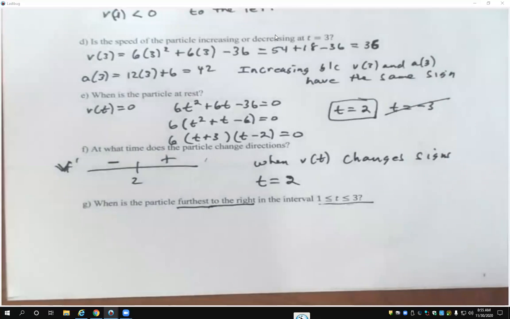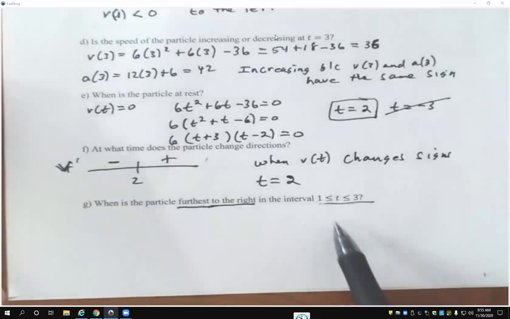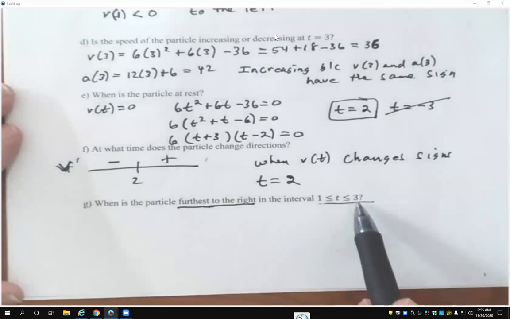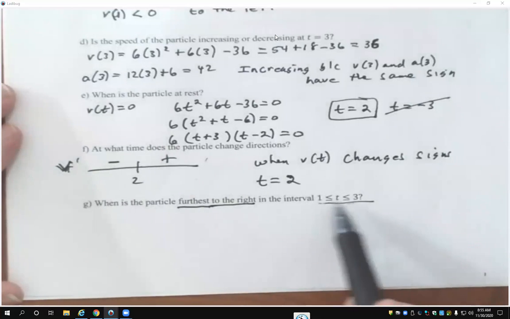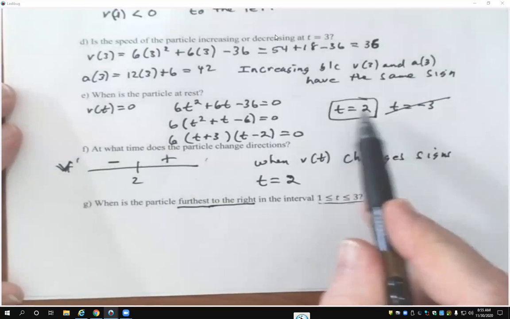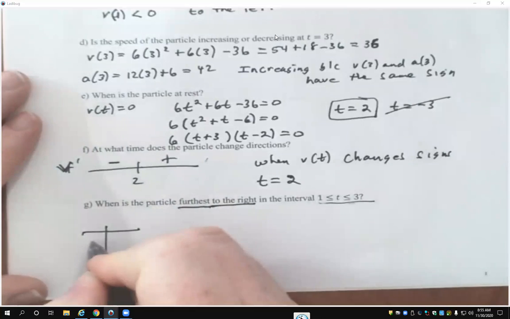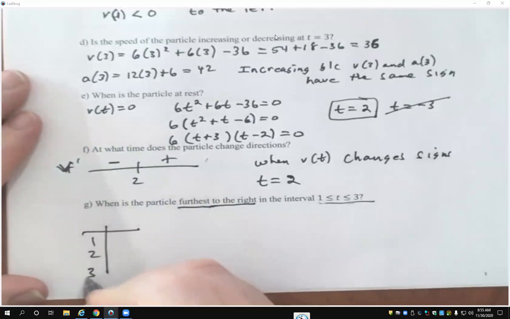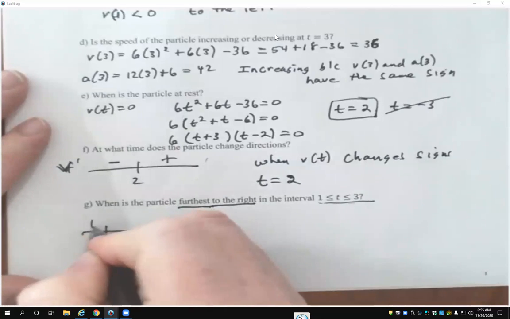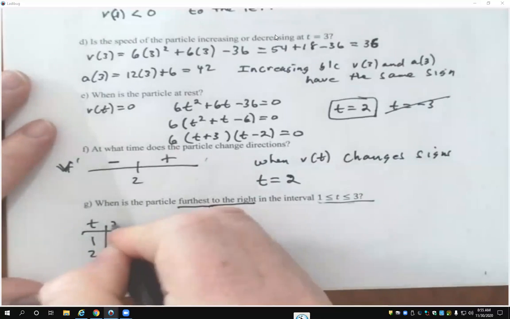Okay. So we're looking for an absolute max, which means EVT. Okay. EVT says we have an absolute max at our endpoints or any critical number in between. And there's a critical number in between right here. Okay. So we're going to make a table and we're going to check 1, 2, and 3. Here's t, and we're doing x of t.